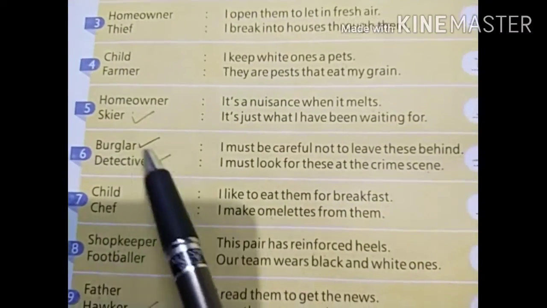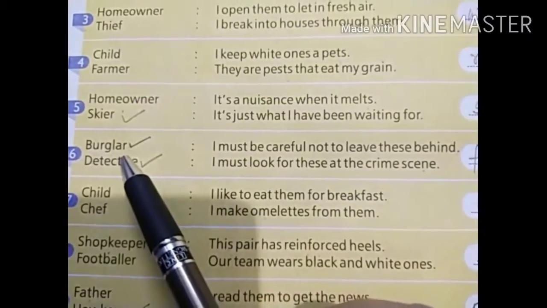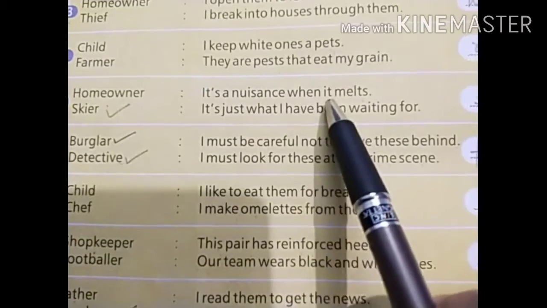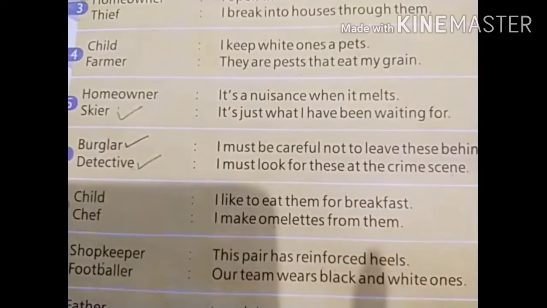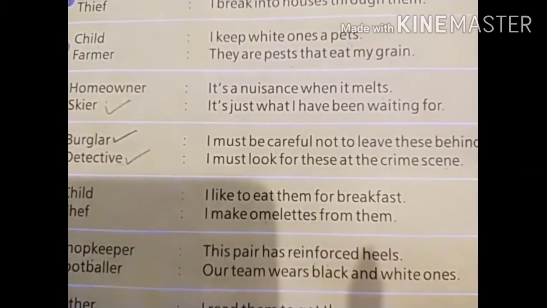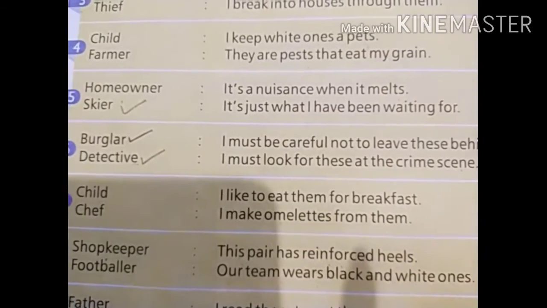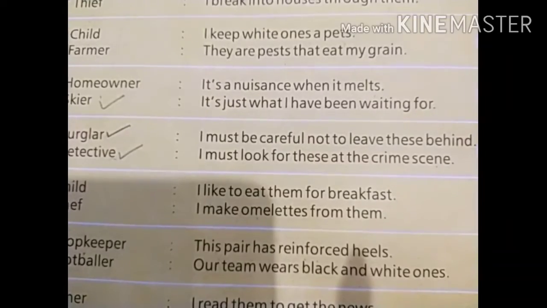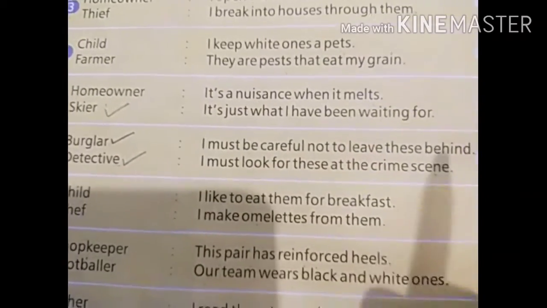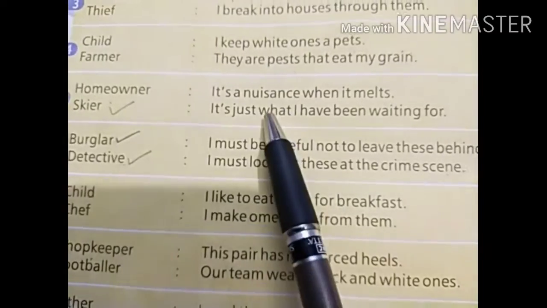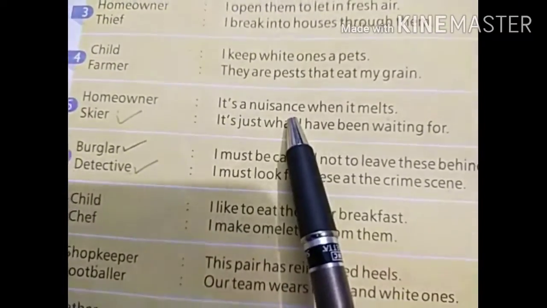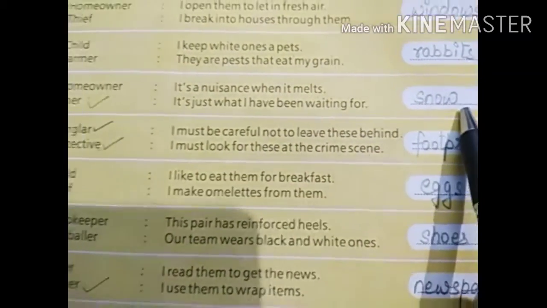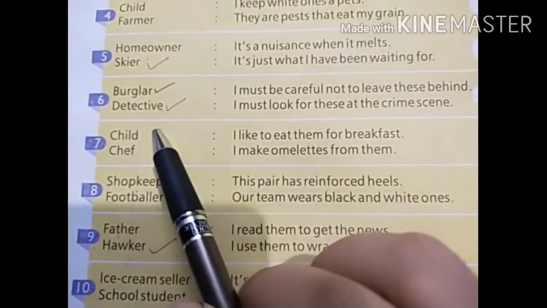Now question number 5: homeowner and skier. A skier is a person who does skiing. The homeowner is saying, it's a nuisance when it melts. It is not a good thing when it starts melting. And the skier says, it's just what I have been waiting for. So both are talking about the same thing, and I think you know that is snow.